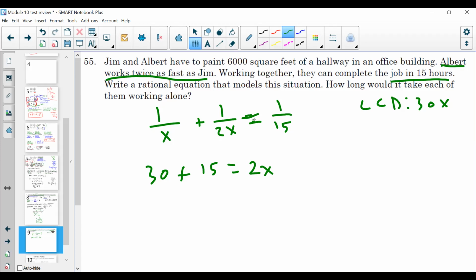If Albert works twice as fast as Jim, right? Yeah. So if Albert finishes in x time, Jim finishes it in 2x. Yeah, that's what I was saying. I thought earlier you said that Albert was 2x, which is why I was confused.